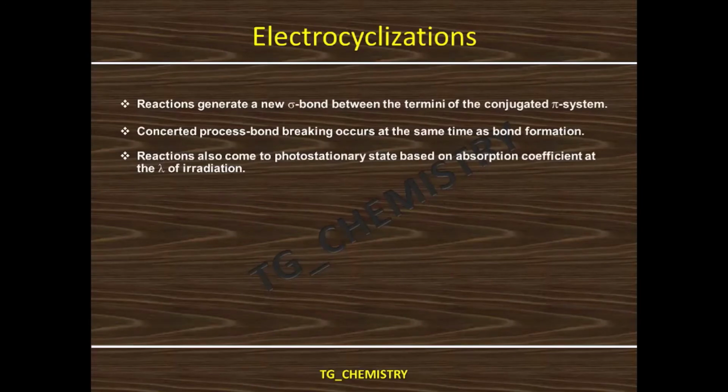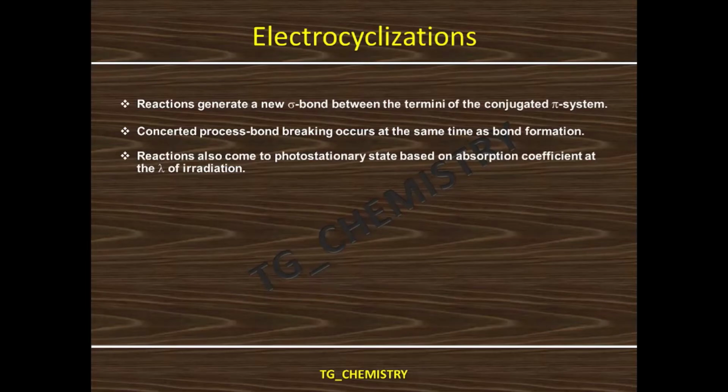In organic chemistry, an electrocyclic reaction is a specific type of pericyclic rearrangement where the net result is one pi bond being converted into one sigma bond, or vice versa. Either way it can happen. And usually they are categorized by the following characteristics. Here you can see that the reactions generate a new sigma bond between the termini of the conjugated pi system, and it is a concerted process. That means the bond breaking and the bond formation occur simultaneously.